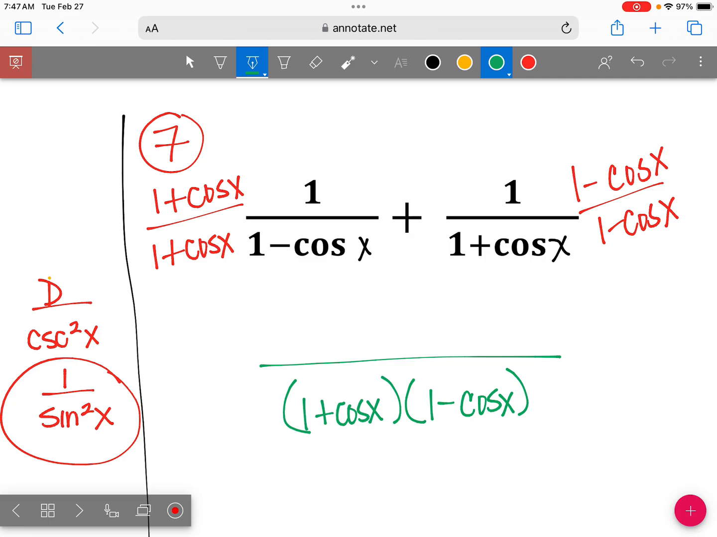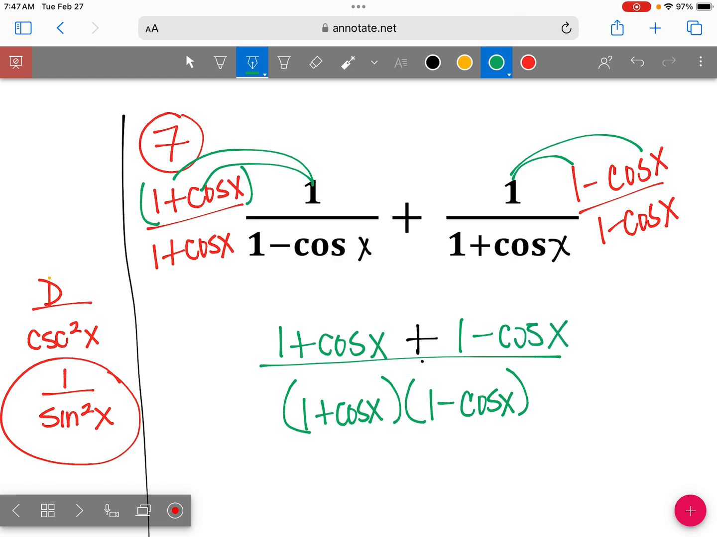Okay, so now let's go ahead, go straight across. So I'm actually going to take this and I'm multiplying by 1. So when I take 1 times 1 plus cosine x, I get 1 plus cosine x. Bring down this addition symbol that's in the middle. And when I do the same thing over here, I take 1 times 1 minus cosine x. I get 1 minus cosine x.